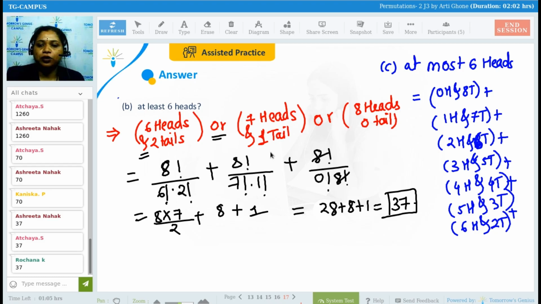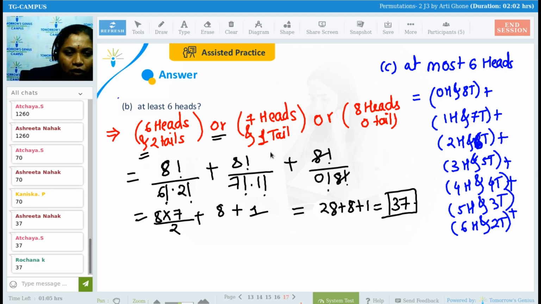Now I'll make you understand the ideal way of solving this one. First thing, consider all cases. All cases means what? If it is not of the identical pattern, then it is 8P8, so 8 factorial. Now, out of all cases, instead of calculating these many cases, take the cases which are not included: 7 heads 1 tail and 8 heads 0 tails.